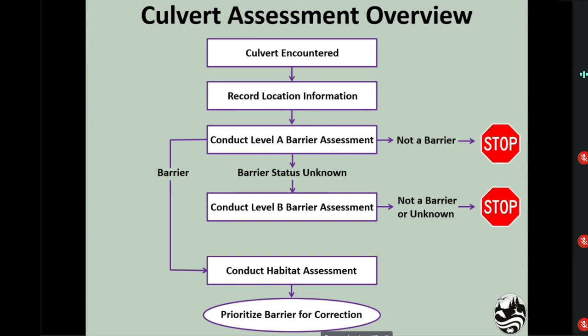And later you're going to see a decision tree. This decision tree looks very similar to this. It's not quite the same, but it's how you take the next steps from the initial data you get from a level A. We have this decision tree laminated in all of our barrier assessment kits. This is your best friend. On the backside, it also has reference tables: okay, I measured a water surface depth of this amount, what does that mean? How do I get to 33% passable or 67% passable or whatever it is? We have these reference tables in our kit and you'll get to know those more tomorrow.